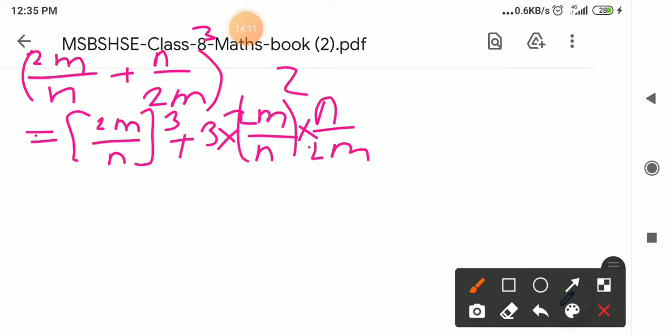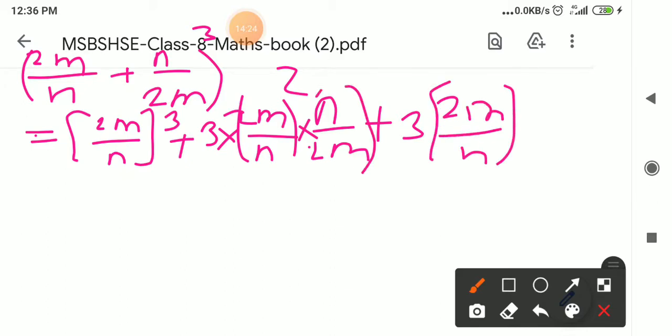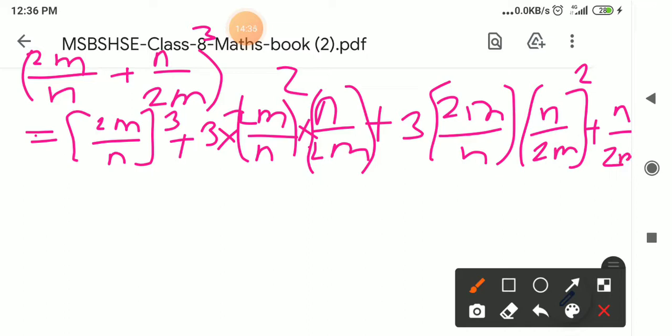Okay, so the next step is the a plus b whole cube formula, and here now 3 into b square, so 2m upon n, and here n upon 2m, here it is square, plus n upon 2m brackets cube is here. Okay, here it is not typing. Next we have to solve the example.